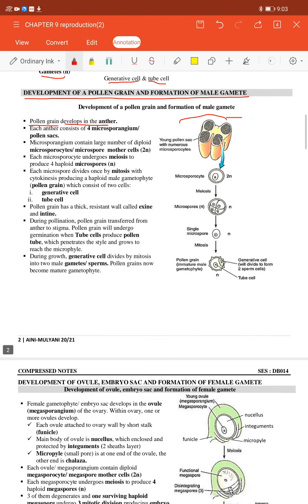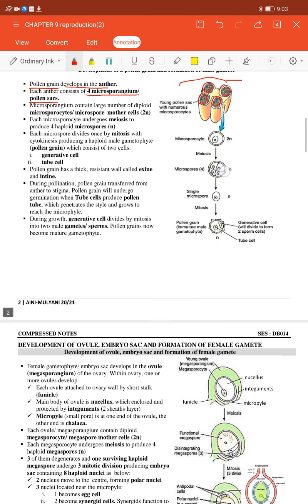Okay, so setiap satu anther tu ada 4 microsporangium ataupun pollen sac. So, ada 4 kantung. 1, 2, 3, 4 dalam satu anther itu. Okay, microsporangium contain large number of diploid microsporocyte ataupun microspore mother cells. So, setiap satu kantong ini ada microsporocyte ataupun microspore mother cell, which is 2N. Okay, so ada banyak ni lah. Dalam ni banyak semua ni.